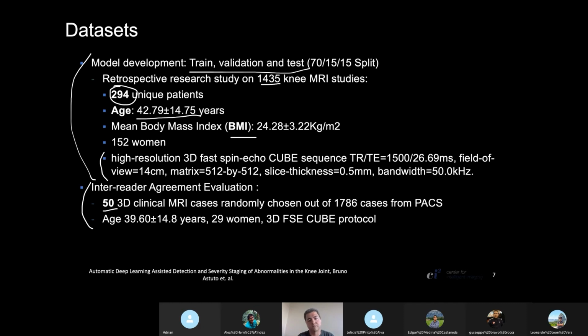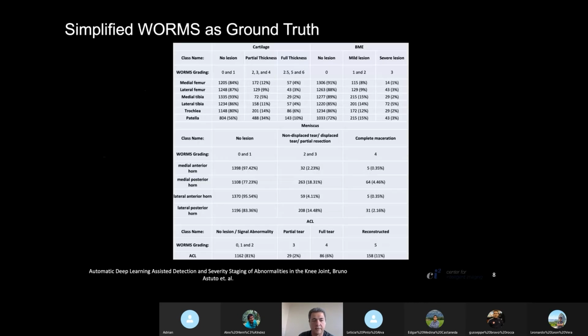All these images, something that is important, all these images are 512 by 512 pixels in plane, but they are 3D MRIs, so they have several slices. The number of slices range from 100 to 190 slices. I'm going to talk a little bit about that in the future.